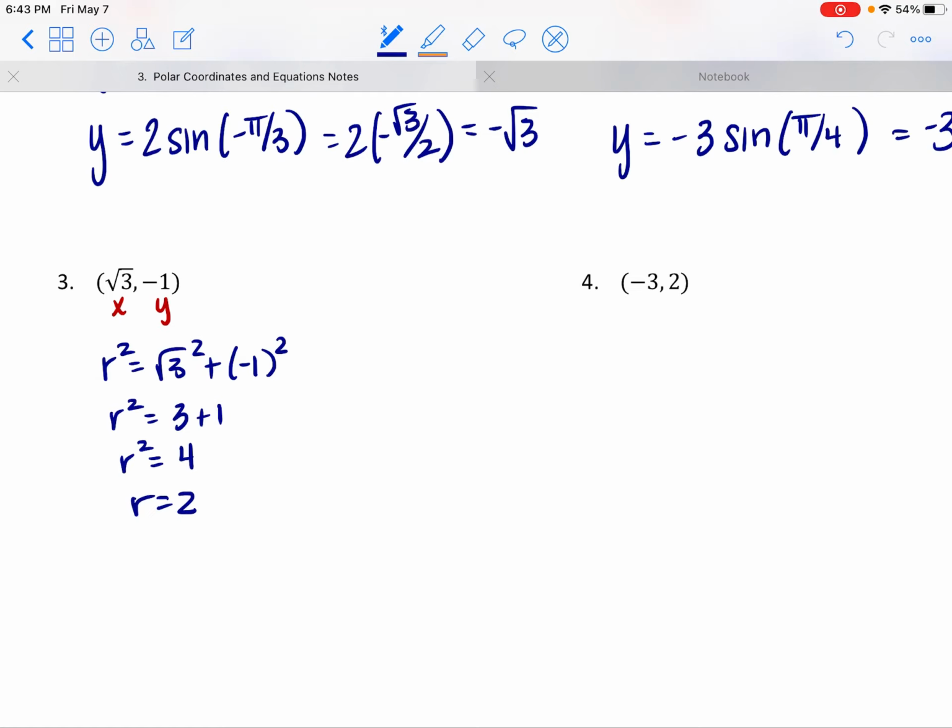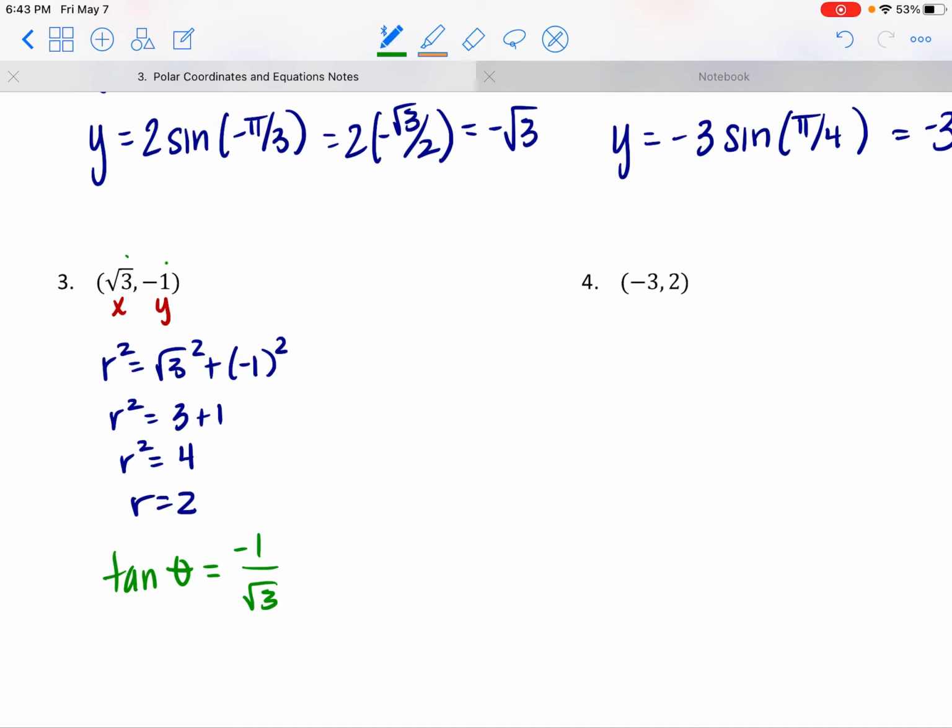So that wasn't bad. And the other thing we know is that the tangent of our angle has to equal a ratio of y over x. So in this case it's negative 1 over radical 3. So we're looking for our angle to be the inverse tangent of negative 1 over radical 3. Now, normally I would say just go ahead and get the decimal for that, but this is, again, something we should recognize from the unit circle.